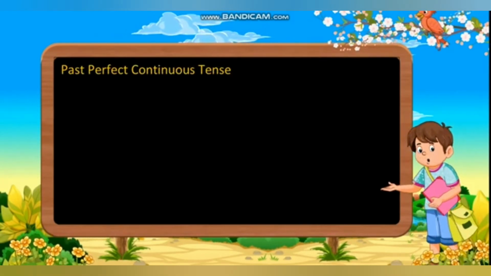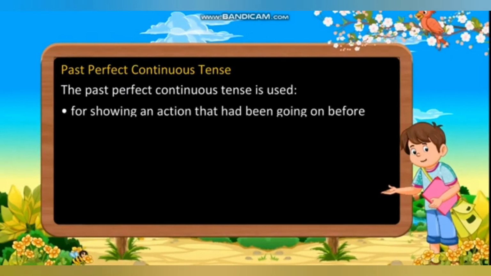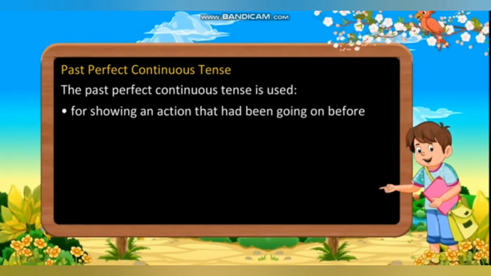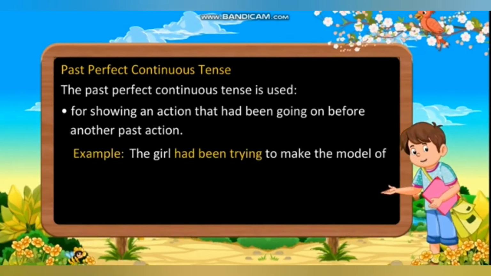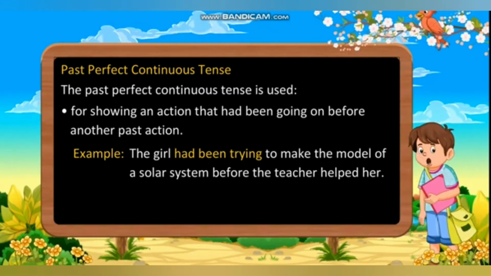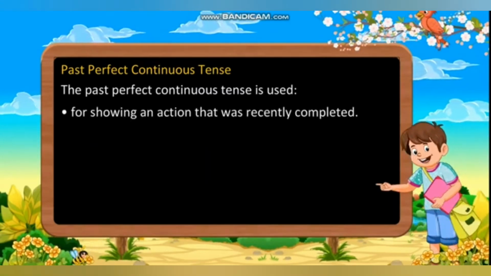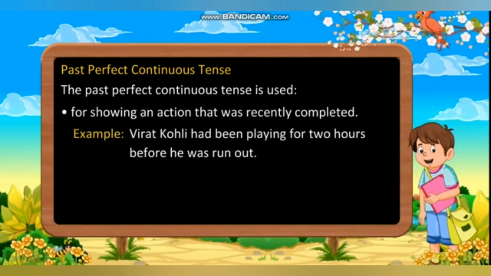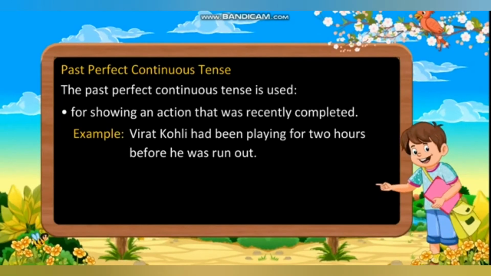Past perfect continuous tense. The past perfect continuous tense is used for showing an action that had been going on before another past action. Example, the girl had been trying to make the model of a solar system before the teacher helped her. For showing an action that was recently completed. Example, Virat Kohli had been playing for 2 hours before he was run out.